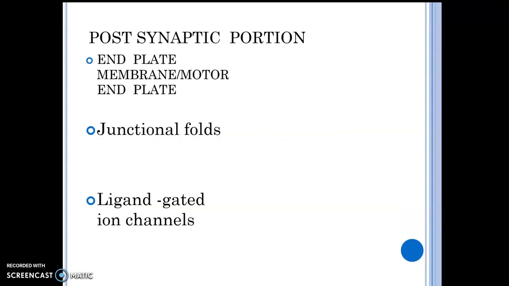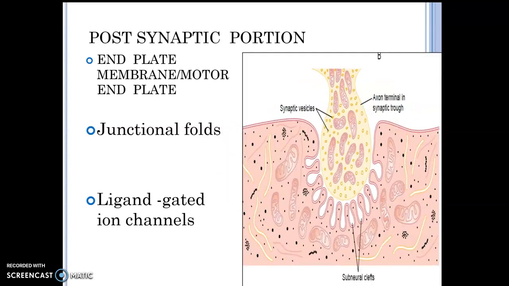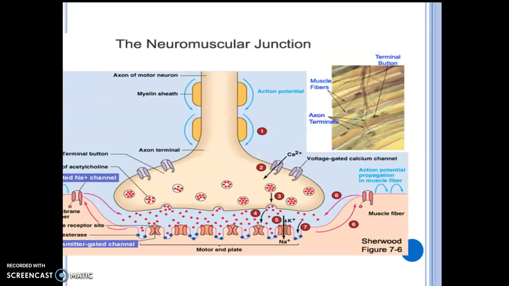The postsynaptic membrane, that is the muscle membrane, is called the end plate membrane or motor end plate. In the last diagram we have seen that it has junctional folds, and this membrane contains the ligand gated ion channel, that is the acetylcholine receptor. The infoldings of this postsynaptic membrane increase the surface area.